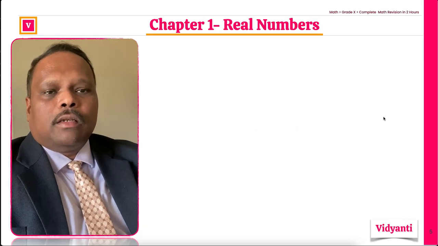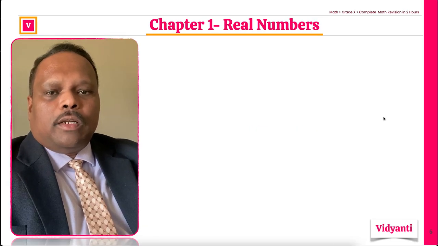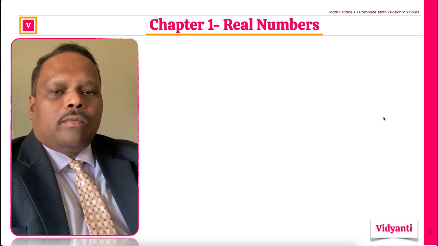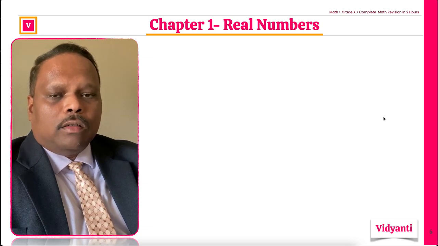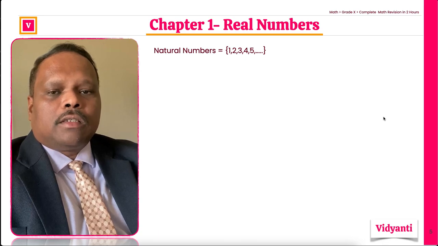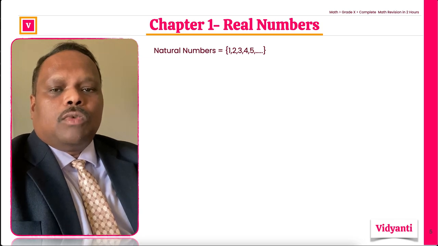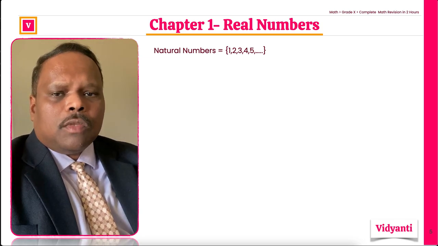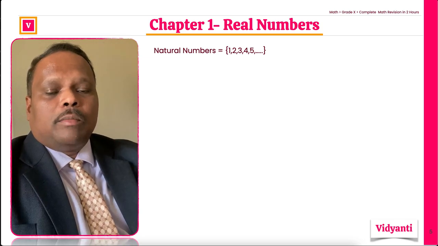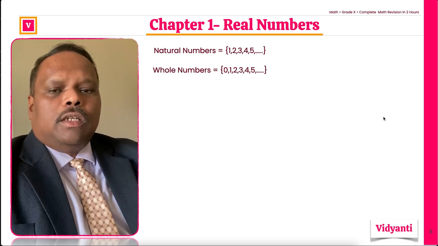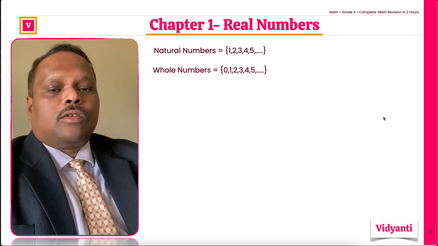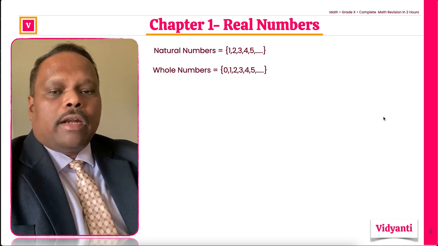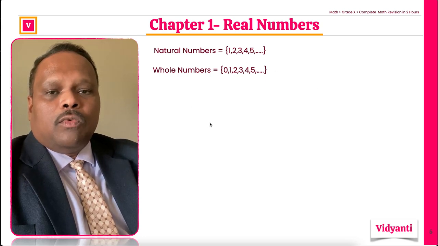So let's begin. Our first chapter is going to be real numbers. Let's have a quick recap of the number set. When we started counting numbers, we started counting from 1, and this set is referred to as natural numbers, which is used for counting. So 1, 2, 3, 4, extending up to infinity, will be natural numbers. Then soon we needed a provision to indicate the absence of something, lack of something. So we added 0 and then it became whole numbers.